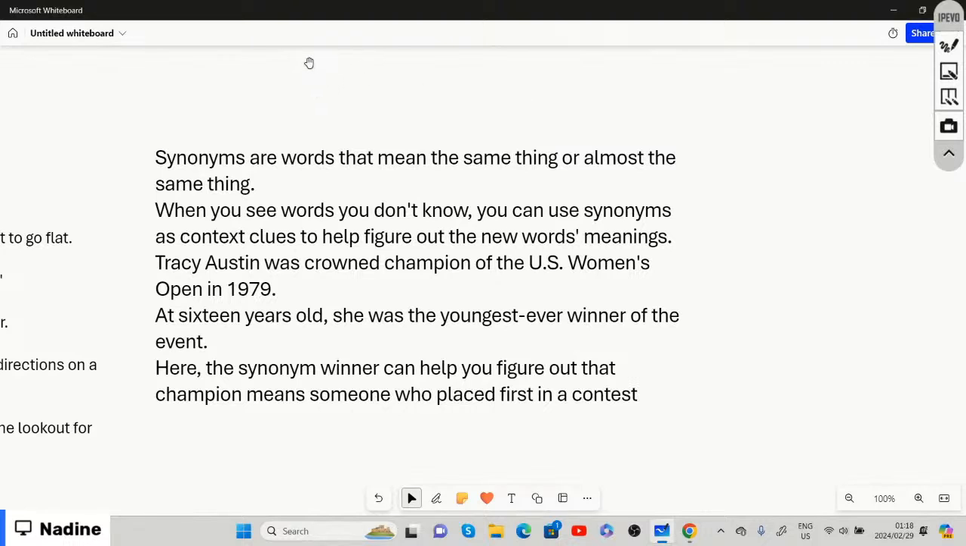And if we also continue, it says synonyms are words that mean the same thing or almost the same thing. And when we come across words that we don't know, then you can use synonyms as context clues to figure out the new word's meaning. So synonyms are words that either have the same meaning or almost the same meaning. So when you see words that you don't know, then you can use synonyms as context clues to help figure out the new word's meaning.